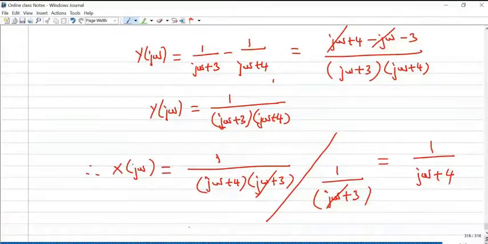So find the inverse Fourier transform. X of jω becomes x of t. 1 divided by jω + 4, inverse Fourier transform, is e^(-4t) u(t).